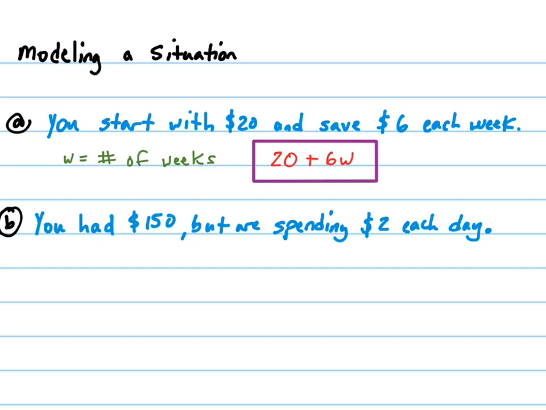Example B, same idea. You had $150 but are spending $2 each day. So by spending, we have to keep in mind we're probably losing $2 a day. So let's define our variable. D equals the number of days. And then our expression, we started with $150 and we are spending $2 per day.